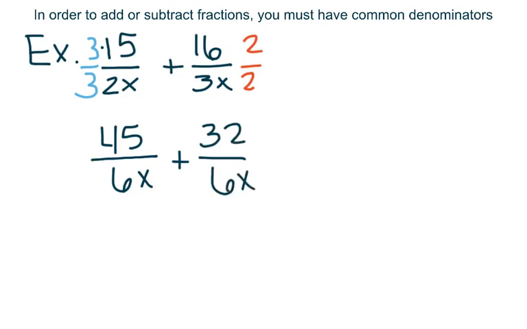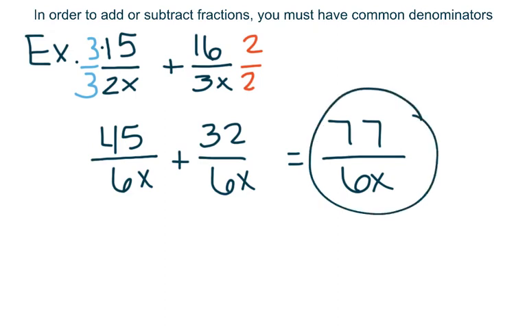So now the fractions have a common denominator. Remember, you don't do anything to the denominator. It stays the same, 6x. And the two tops, you're just going to add across: 77. And then if I could simplify that down further, I would, but this is going to be my final answer. So hopefully that makes sense.